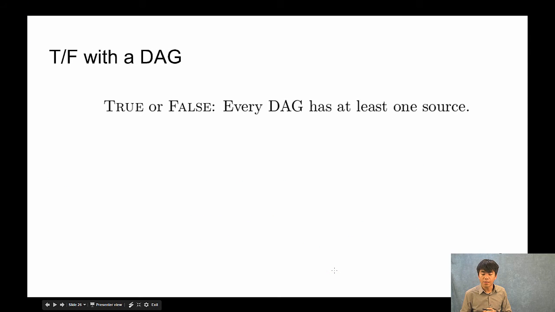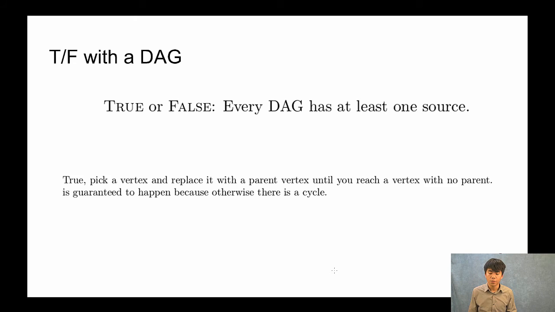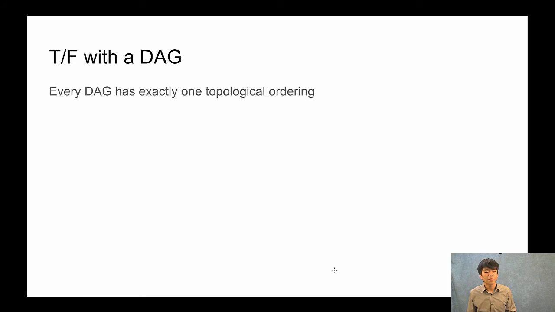Every DAG has at least one source. This one, I guess we don't have to draw too much. Any DAG is a directed acyclic graph, so you can have a topological sort for it. If you have a topological sort, then for the very first element, all the ancestors must have come before it, and there are no ancestors. So that very first element has no ancestors, so that one's the source. And it's true.